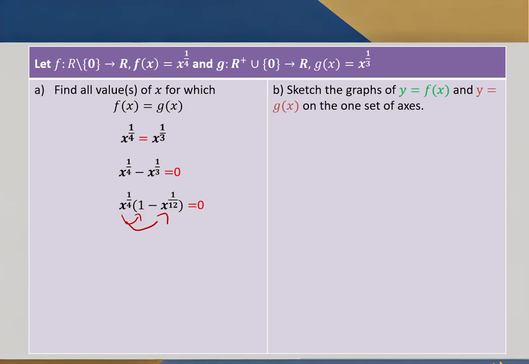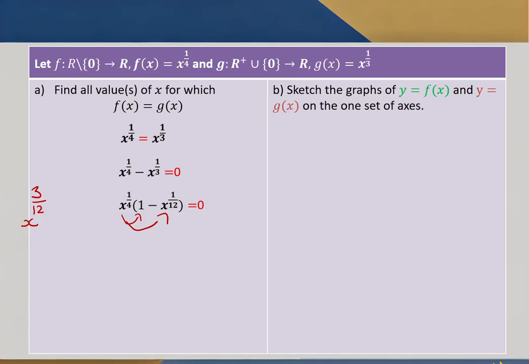So we knew we were dealing with 4 and 3. So what is common between 4 and 3? It would have been 12. So I'm on the side here going to write 1/4. I'm going to make it out of 12. So that means I've got 12 there, and on top I would have had 3. So that's what x to the power of 1/4 is.